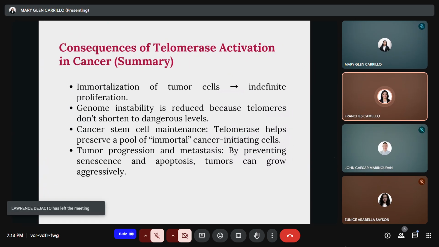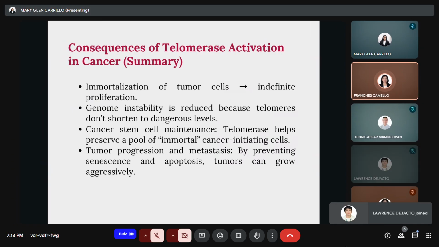Another summary. What are the consequences, again, of telomerase activation from what I've said earlier? Immortalization of tumor cells. Yes, it leads to indefinite proliferation. Genome instability is reduced because telomeres don't shorten to dangerous levels. Cancer stem cell maintenance: telomerase helps preserve a pool of immortal cancer-initiating cells. And tumor progression and metastasis: by preventing senescence and apoptosis, tumors can grow aggressively. Thank you. Next slide, please.